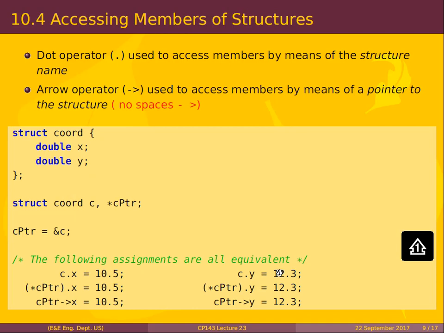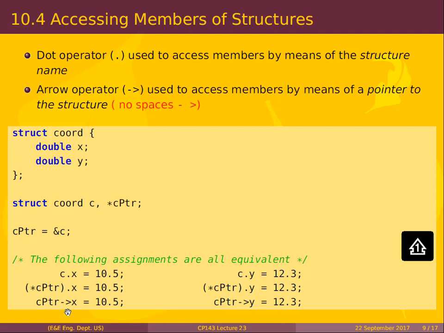The dot operator is used to access members by means of the structure name. For example, if I have the previous example where I had a coordinate that contained an x and a y member, and I defined a variable called c of this type, then I can access my member x using dot notation, c dot x.